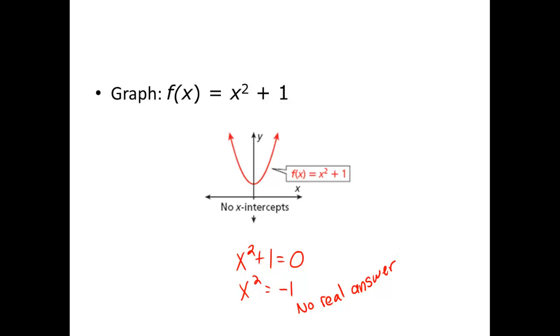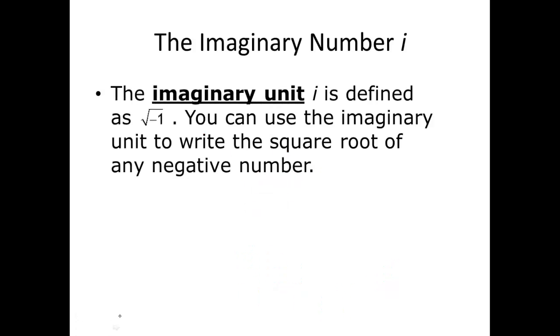Alright, but lucky for us, there is an answer. It is called the imaginary number. Alright, the imaginary number i is the square root of -1. And we have this square root of -1 so we can simplify our negative square roots. Alright, so we know that i is equal to the square root of -1.